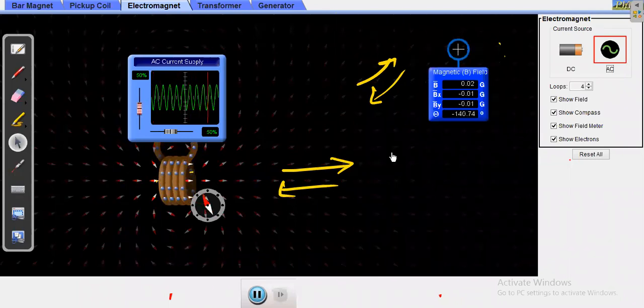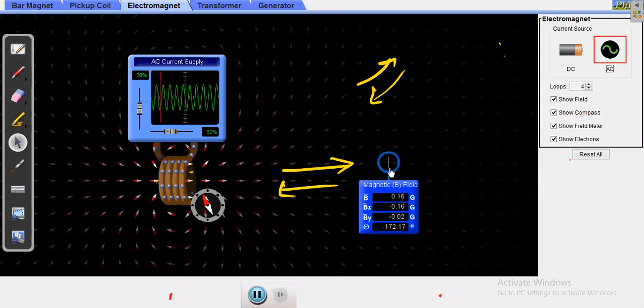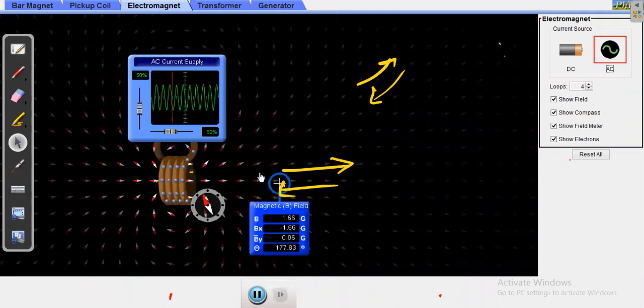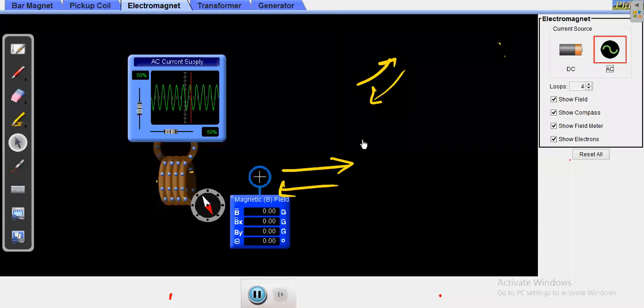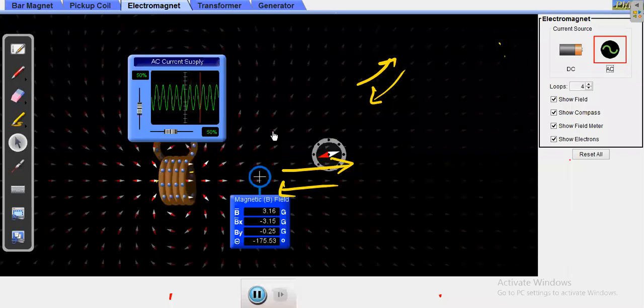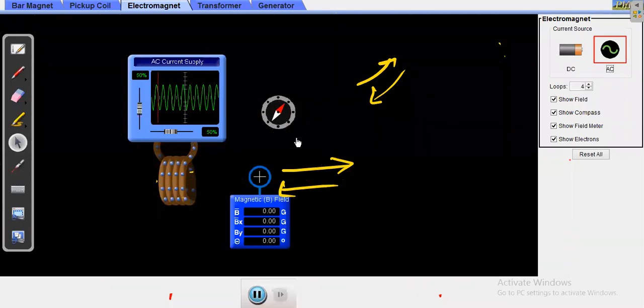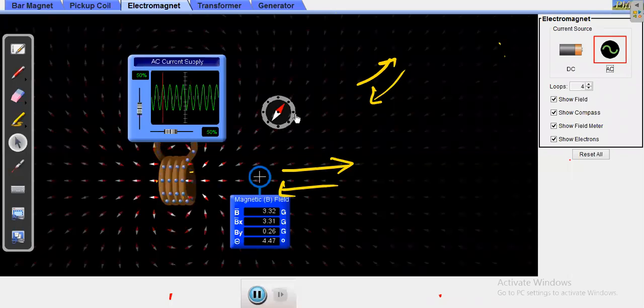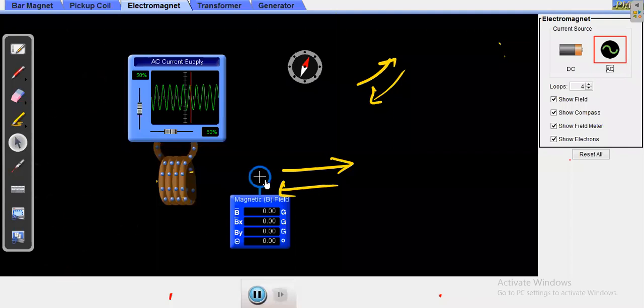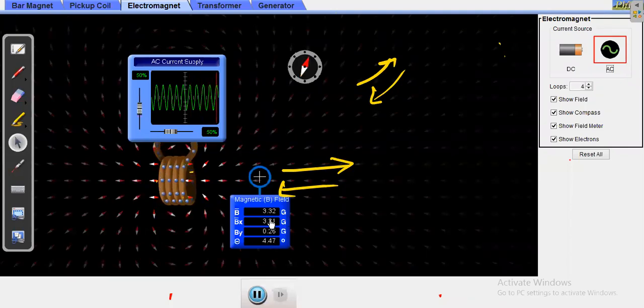Now what is happening? I keep it somewhere, just concentrate, I'll keep it here. And you can observe this compass also. See that compass is also always flipping according to your magnetic field direction. That compass is also behaving properly. Now I measure the magnetic field here. What is the maximum magnetic field that I am observing here?